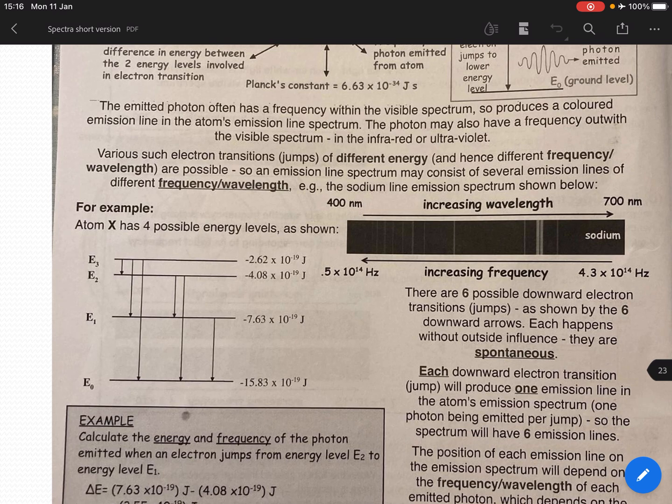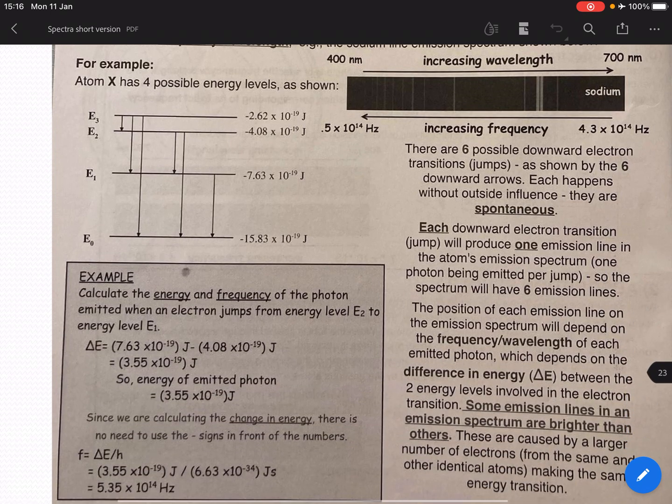And it talks about that on the right-hand side underneath the spectrum diagram. So there are 6 possible downward electron jumps as shown by the 6 downward arrows. If you're drawing that, make sure you're drawing them downwards if it's emission. So each happens without outside influence, they are spontaneous.